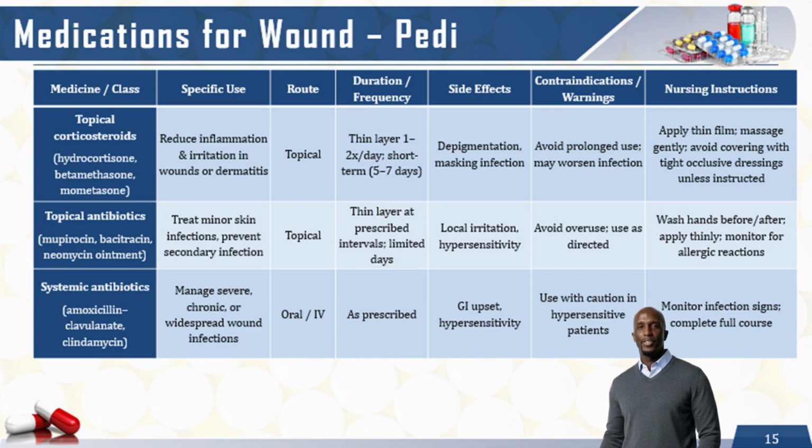For severe or widespread infections, systemic antibiotics like amoxicillin clavulanate or clindamycin may be prescribed. GI upset is common, and completing the full course is essential.